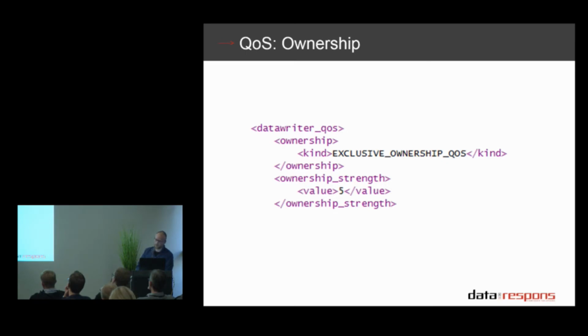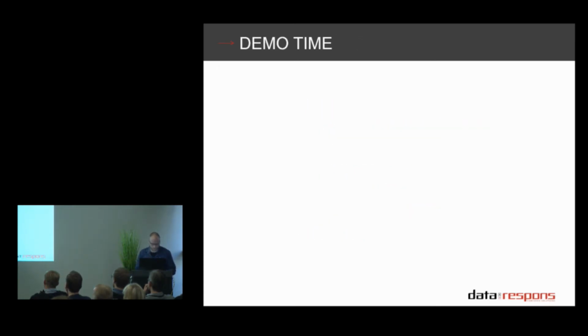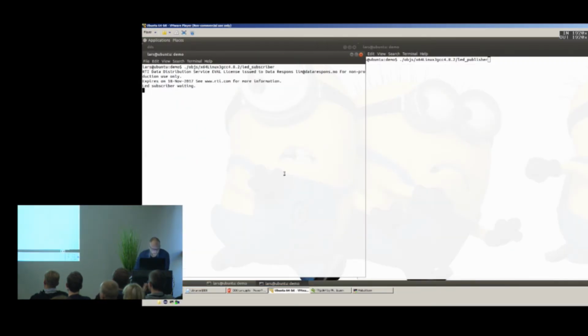Then you can have ownership of data, which prevents everyone else from sending the data except you, if you have the highest ownership strength. And you can have redundancy, where someone owns the data, but if they don't send anything, if they are out for 5 seconds, everyone else can send the data. So yeah, I'm going to try to demonstrate this with my little Raspberry Pi project.